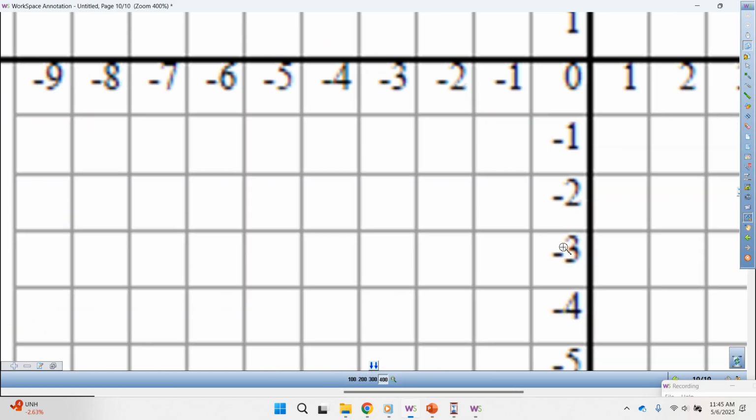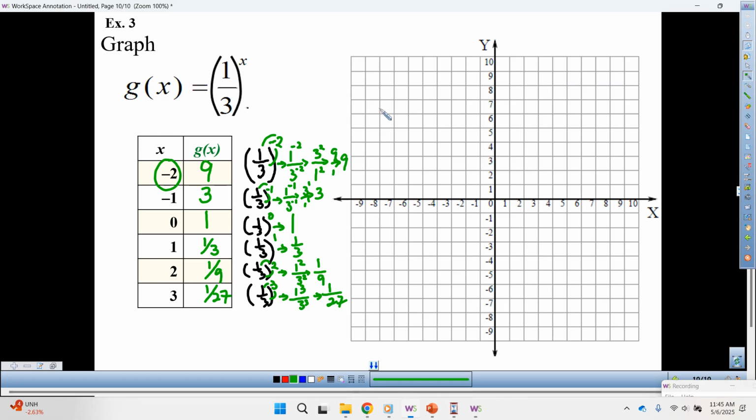All right, let me zoom out. So to graph this, check this out. We need an HA. F of x equals, does it have anything at the end? No, so it's 0. Then we graph each of these points. -2, 9, -1, 3, 0, 1, 1, 1/3, 2, 1/9, and 3, 1/27, very close to the asymptote.